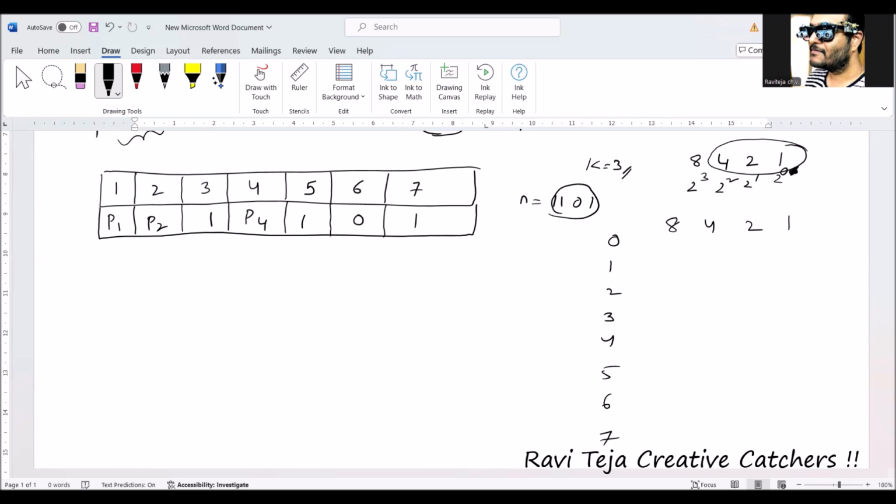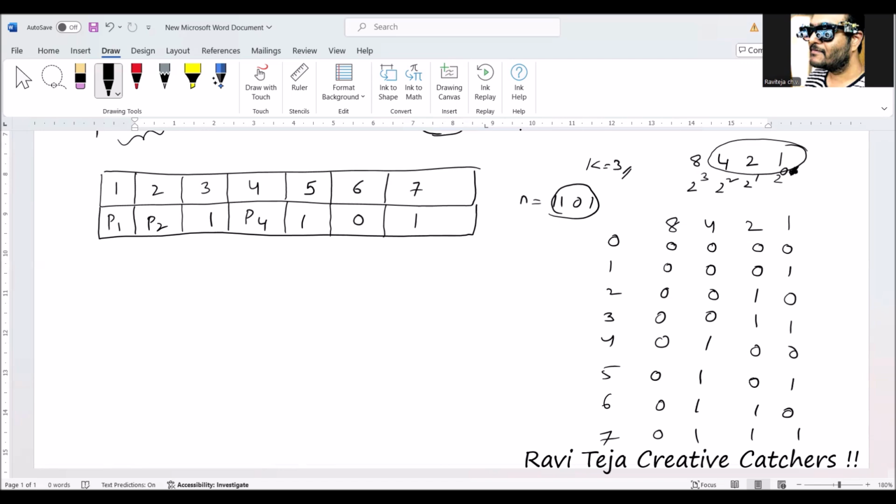Okay. So 0 is 0, 0, 0, 0. 1 is 0, 0, 0, 1. 2 is 0, 0, 1, 0. 3 is 0, 0, 1, 1. 4 is 0, 1, 0, 0. 5 is 0, 1, 0, 1. 6 is 0, 1, 1, 0. 7 is 0, 1, 1, 1. So this is the 8421 table with respect to the BCD code.